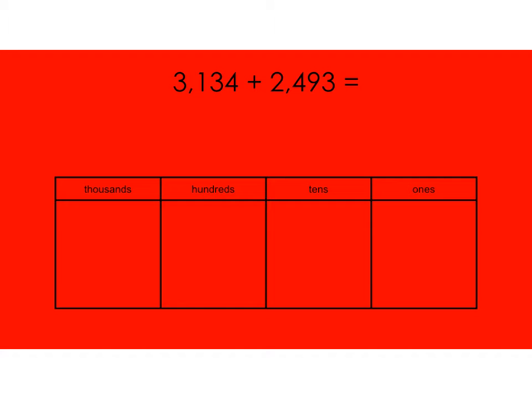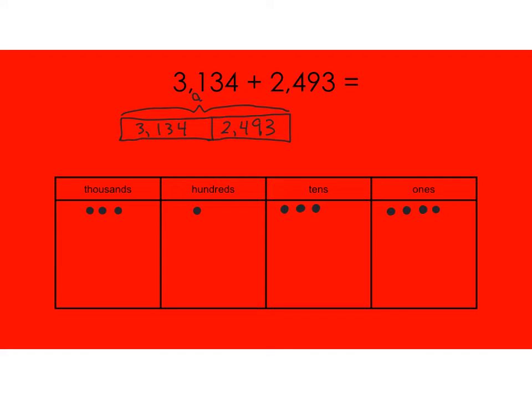So we have a part and a part that's going to make up the whole answer right there. Okay, so we would have 3,134 on this side and 2,493 on this side, and this is the answer that we're looking for. Second, we're going to put this on a place value chart. So we're going to put the first number on the place value chart.